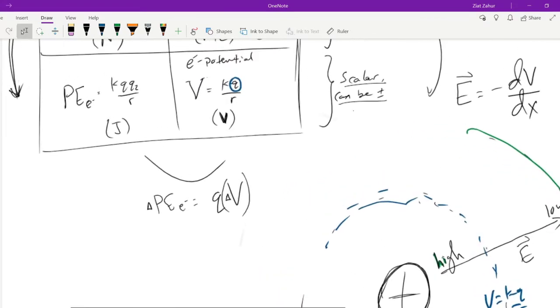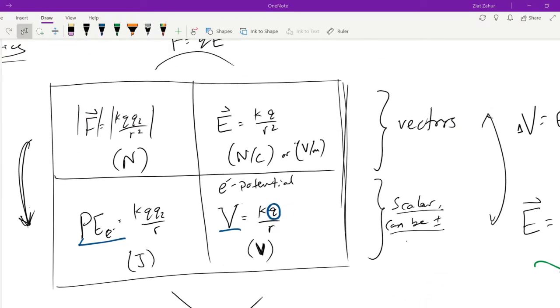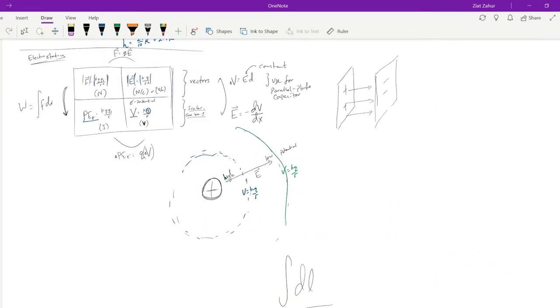So for potential energy and for V, you can directly plug in the signs. Whereas for E, technically, these are all absolute values. The formula will just tell you the magnitude. You have to figure out the direction on your own. It's away from plus and towards minus. Now, of course, these are vectors, so you have to do vector sum and all that stuff, all the AP1 stuff.